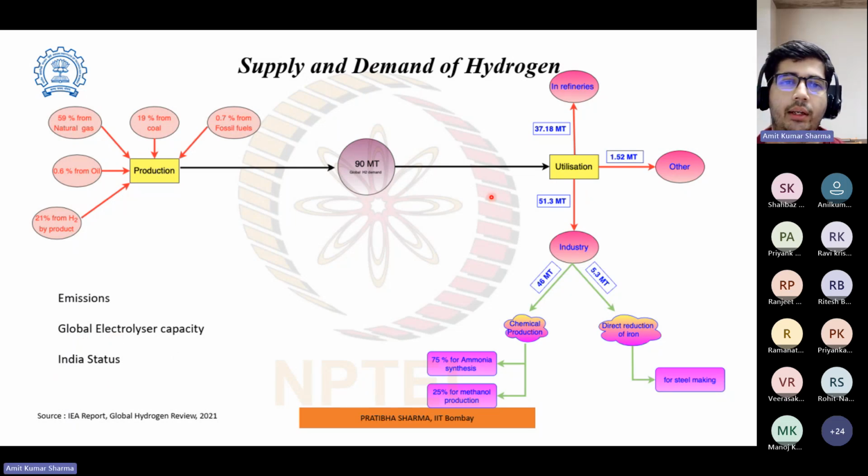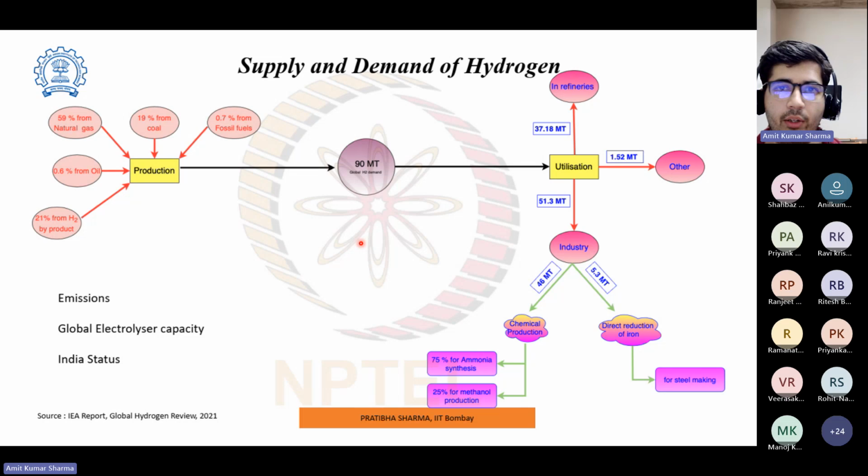So in India, we have the National Green Hydrogen Mission. In that mission, we have a target of 5 million metric ton of green hydrogen production by 2030. That's why the government of India is spending so much towards green hydrogen.